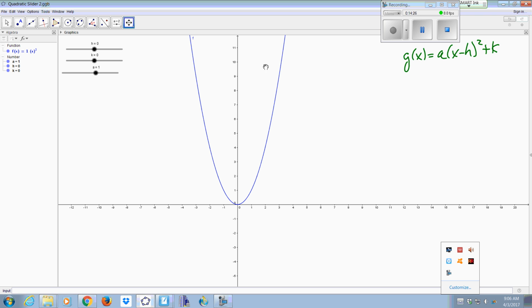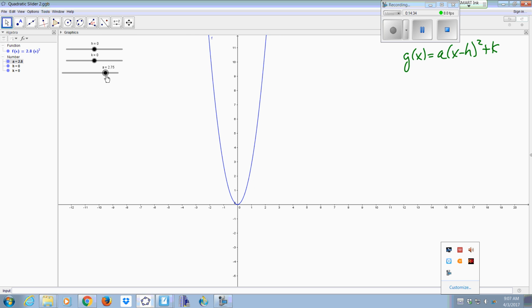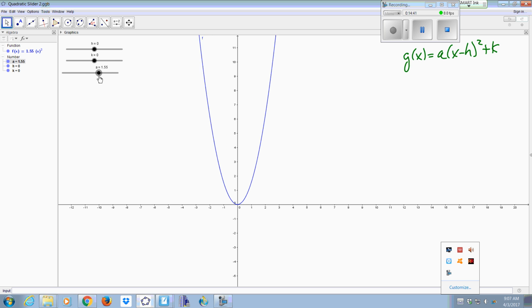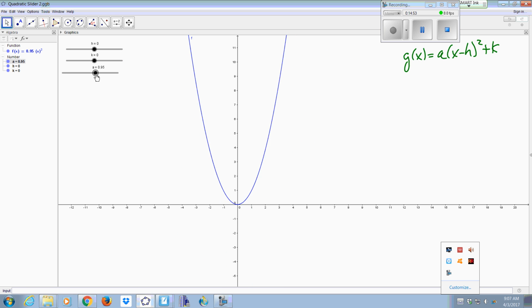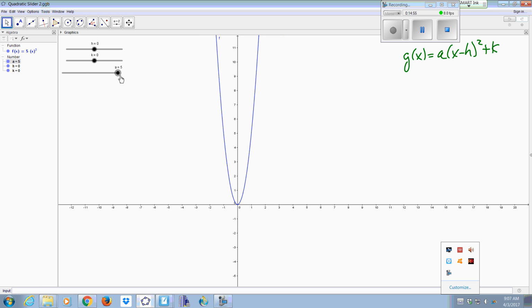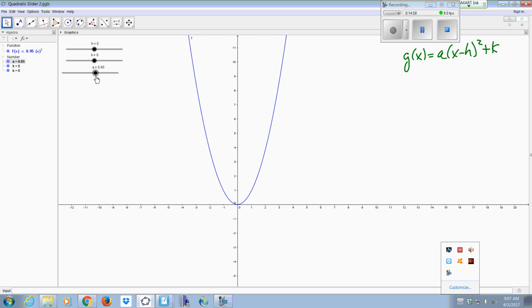So right now, my shape change is 1 because it's 1x squared. So let's see what happens as I make this value bigger and bigger. I only have it go from -5 to 5. So as I go bigger and bigger, you want to see now, that's A being greater than 1, and now A is being less than 1. So what's happening to the parabola? You might want to write down that observation, however you want to say it. Okay, I'm just going to go back to 1 now. Write down that observation.